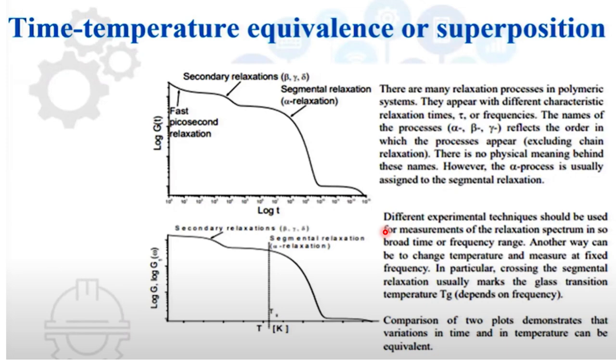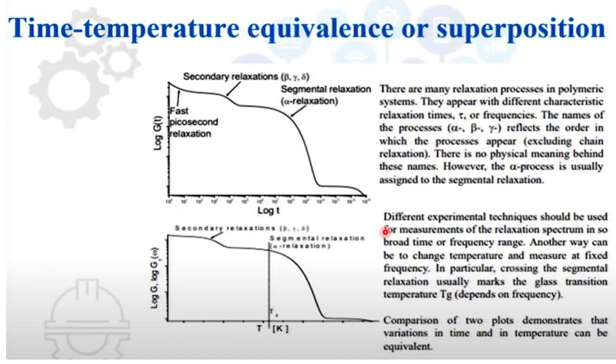Another way is to change the temperature. For example, if you reduce the temperature, at the Tg level you get the alpha transition or alpha relaxation. If you reduce the temperature further below that, you will get other relaxations, for example beta type relaxation, etc. So this is the temperature part.